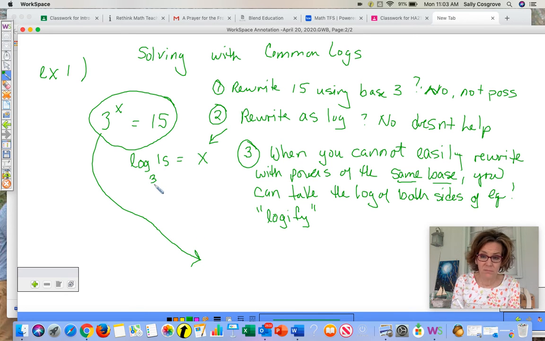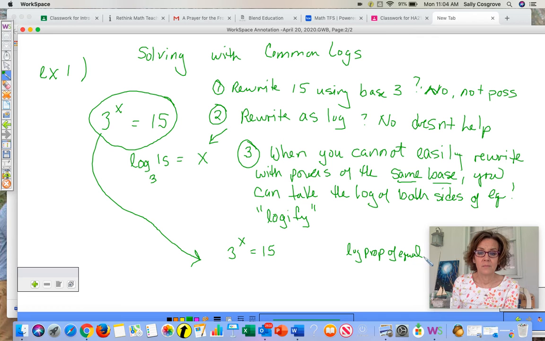And so we're going to take our original equation right up here, because this didn't help. We don't know what base 3 of 15 is, all right? But we can take our original equation and take the log of both sides. I'll rewrite it: 3 to the x equals 15. And we're going to use the log property of equality, which just says I can take the log of both sides at the same time. And it'll be this: log of 3 to the x equals log of 15.